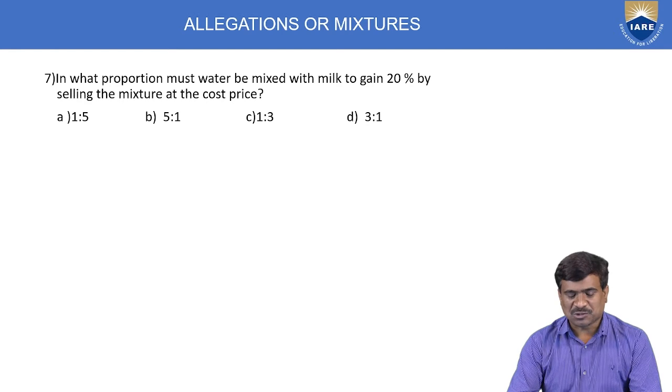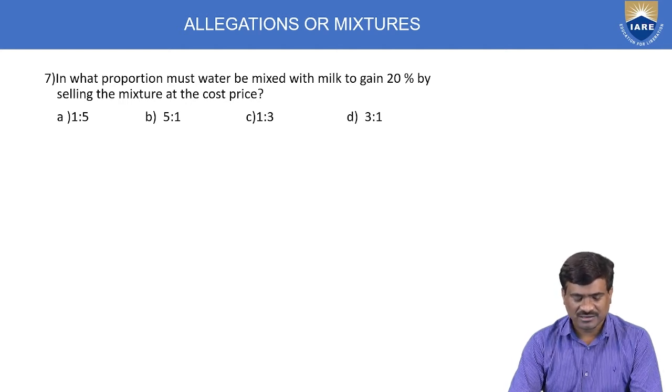In what proportion must water be mixed with milk to gain 20% by selling the mixture at the cost price? A) 1:5, B) 5:1, C) 1:3, D) 3:1. Important.